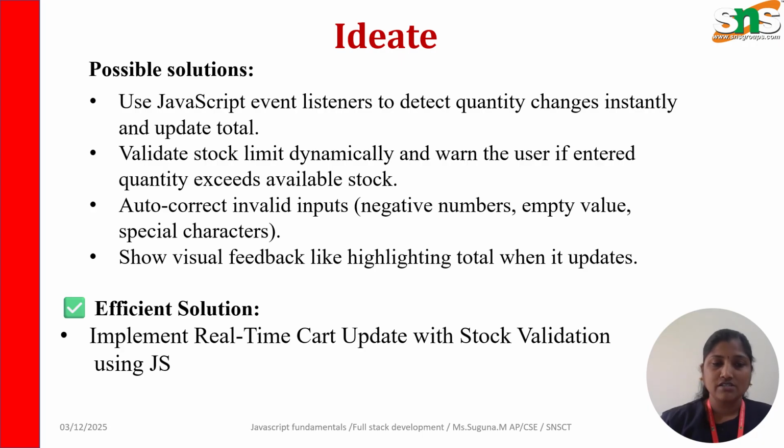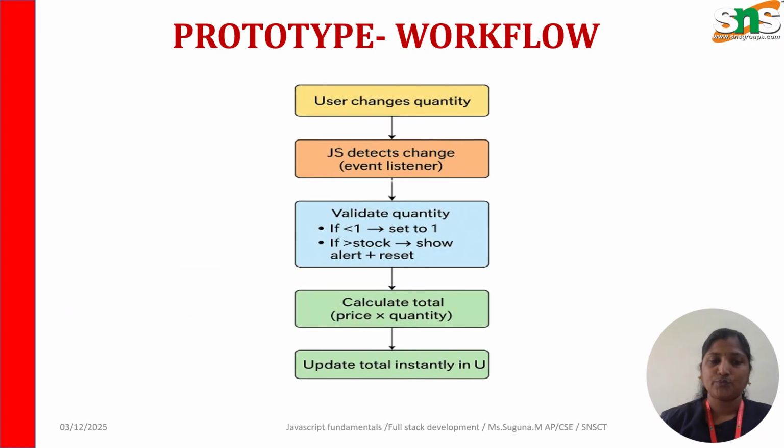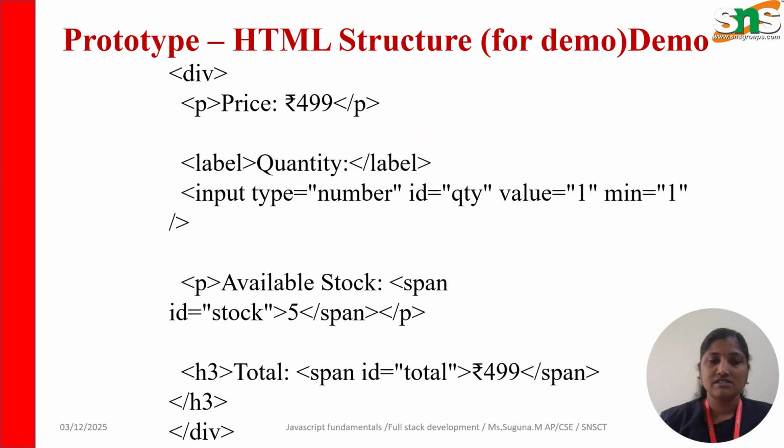That best solution is to implement the real world cart update with stock validation using JavaScript. We have no other option, we have to go for JavaScript in order to solve this issue. Next we can go for the prototype. Now let's see the prototype. We have a price displayed, quantity input box, available stock, and total amount. The HTML gives the structure, but it does not calculate or update anything dynamically. This is where JavaScript starts working. So this is the prototype.